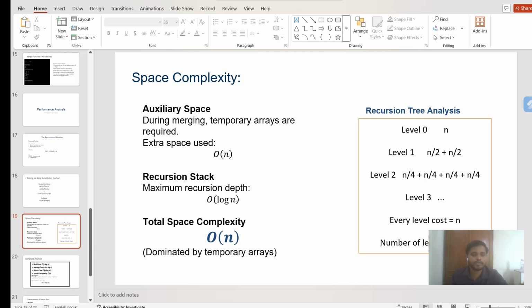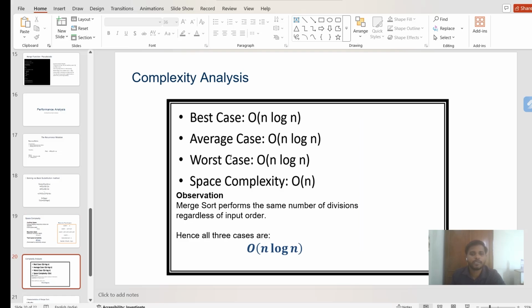The recursive stack is going to take log n, and the entire total space complexity will be big O of n, because big O of n is the most dominating term. So this is all about the merge sort. Now let us see the complexity analysis.